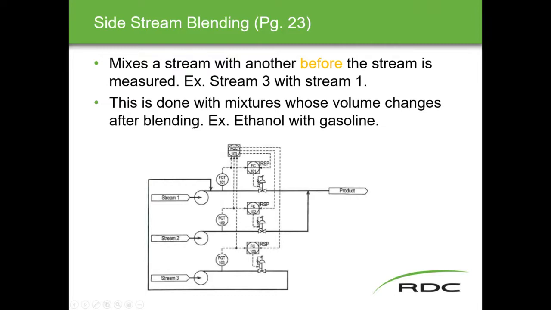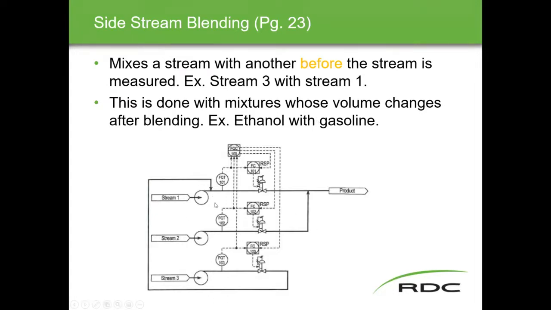So the example in the ILM is when we're mixing ethanol with gasoline. So the volume, I guess, is changing based on the density and the volatility of the liquid. It's all I can really intelligently speak to on this particular one here. But this is what you're looking for.